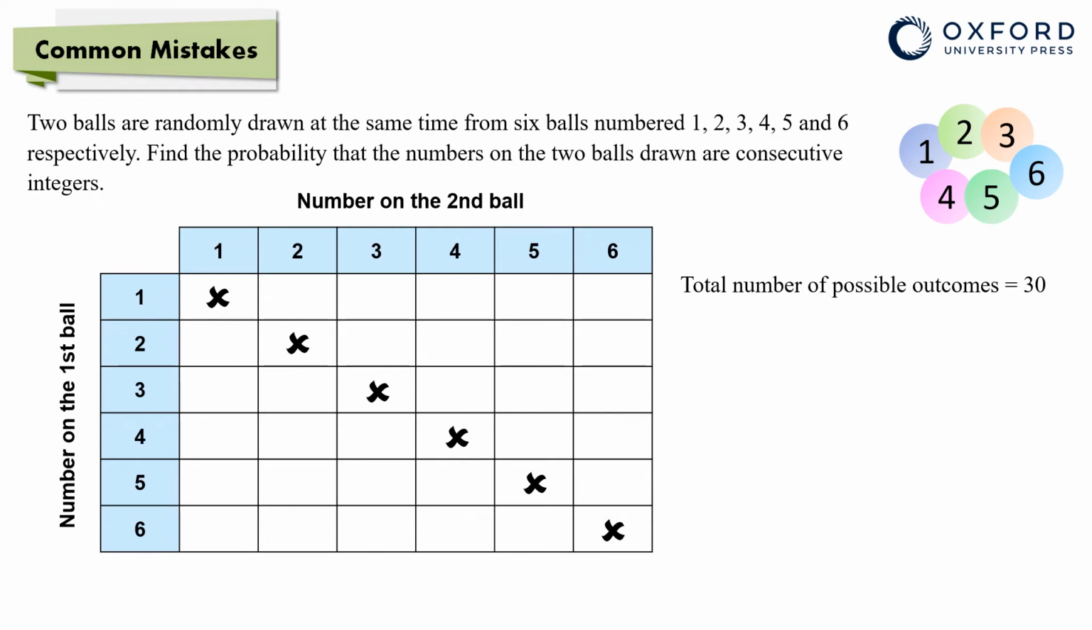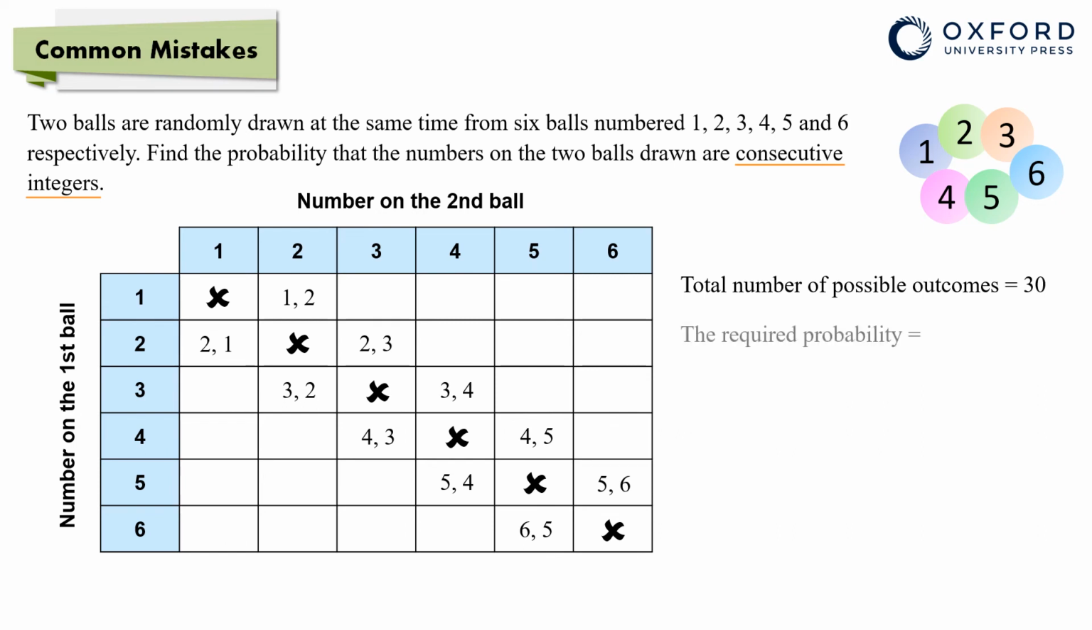Moreover, in fact, we do not need to fill in the table completely. The question asks us to find the probability that the numbers on the 2 balls are consecutive integers. So, what are the outcomes? They are (1,2), (2,3), (3,4), (4,5), (5,6), and (2,1), (3,2), (4,3), (5,4) and (6,5). Only these 10 outcomes are favorable outcomes. The rest are not, and so there is no need to list them out.